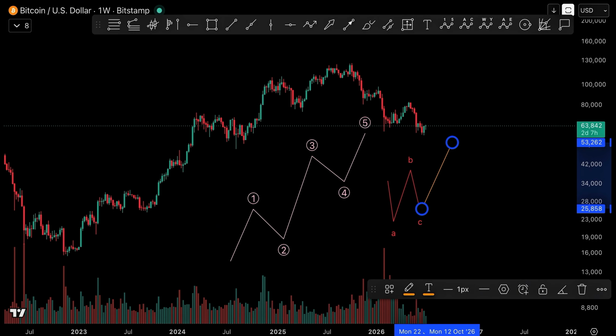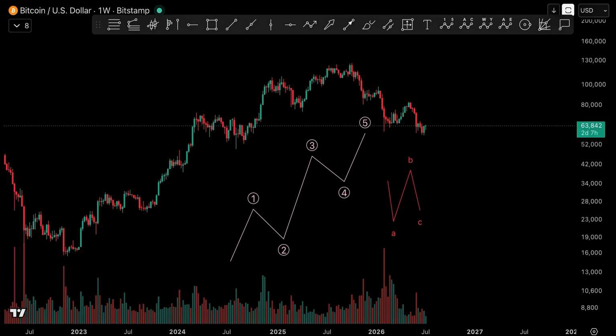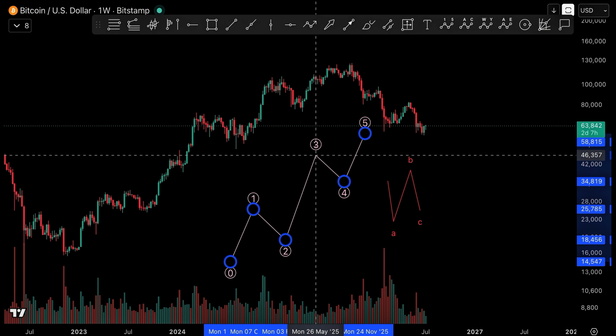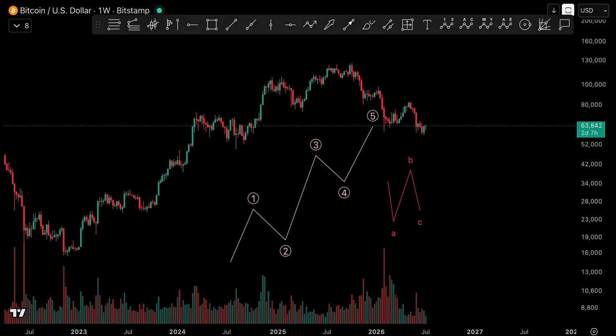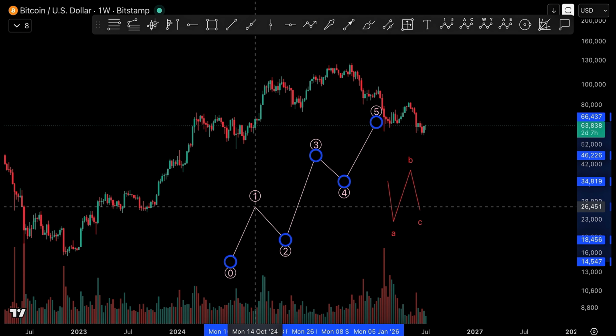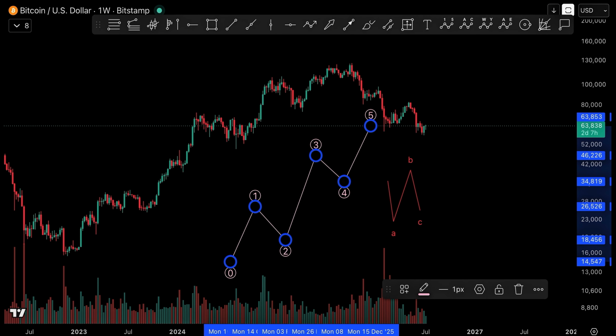And the impulsive wave, you can see here, this is the impulsive wave. Within this, always remember, the first wave is impulsive, the third wave is also impulsive, and the fifth wave is also impulsive. Here there can also be alternative waves. For example, the first can be a leading diagonal, and the fifth wave can be an ending diagonal.